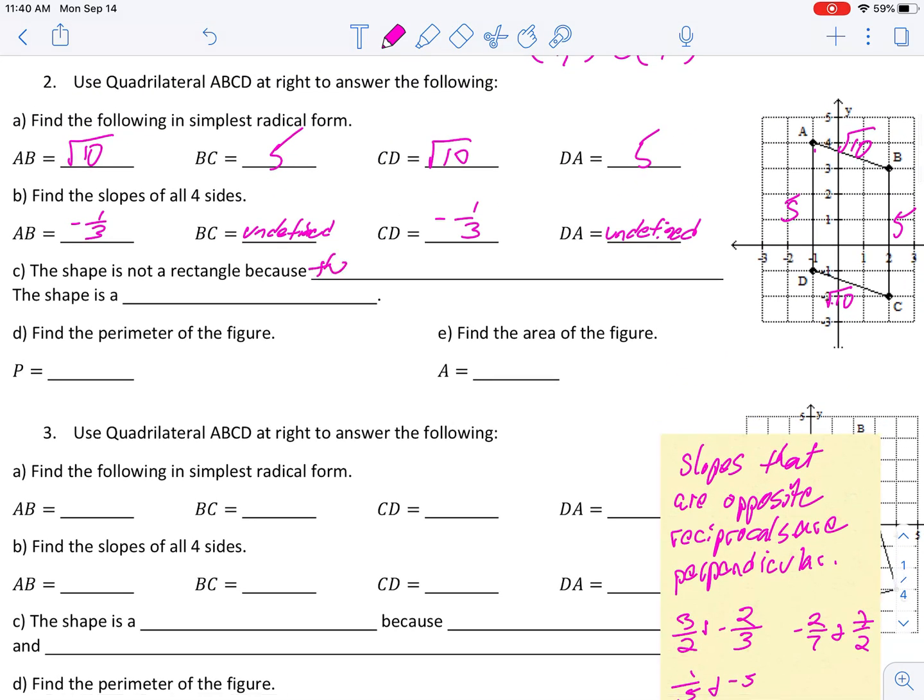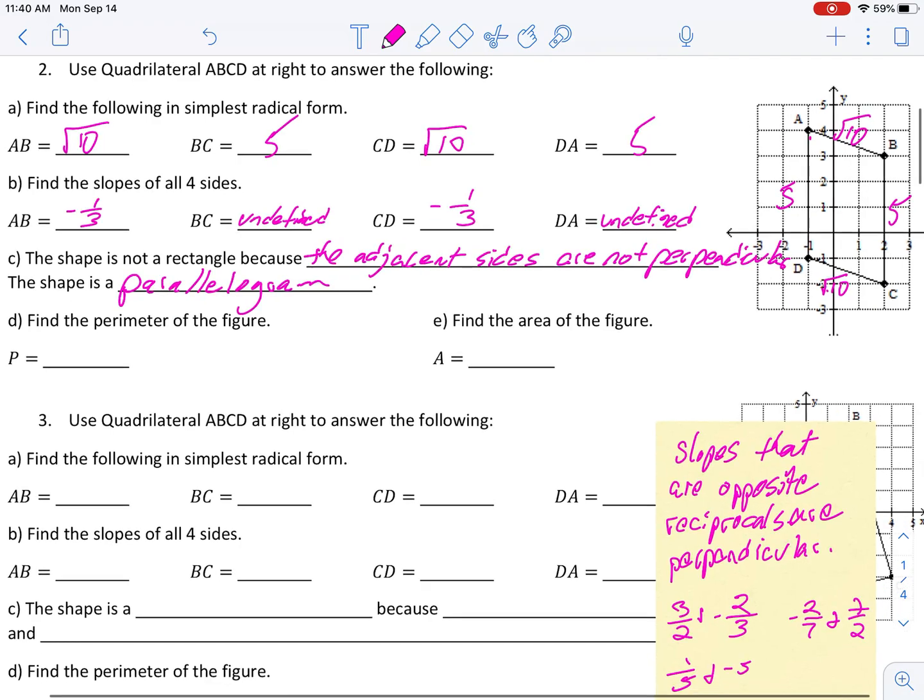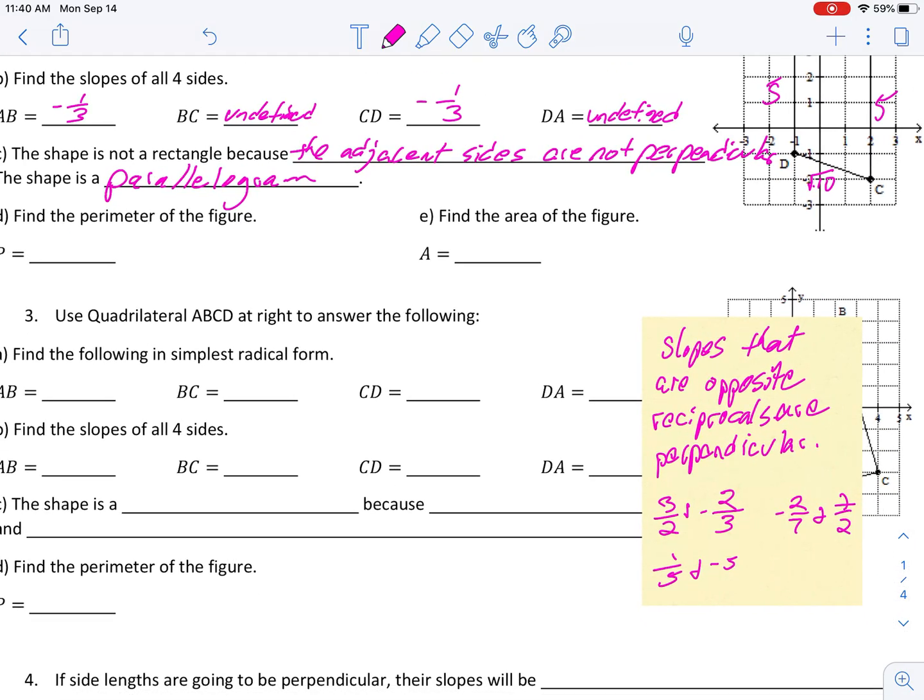So the shape is not a right angle because the adjacent sides are not perpendicular. Okay. The shape, therefore, is not a rectangle, it is a parallelogram. The adjacent sides just intersect, just not at a right angle, okay?